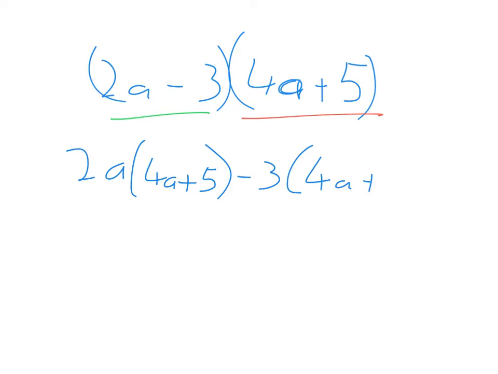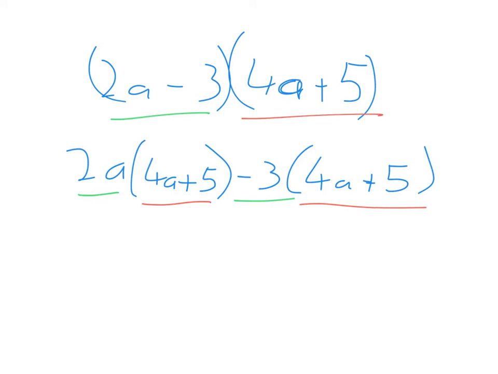4a plus 5. So again, I split up the first bracket, making sure I kept that minus sign. And then I copied out the second bracket fully. So I'm going to multiply each of the outside terms by the full second bracket.